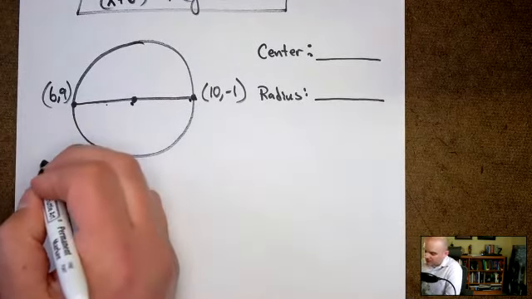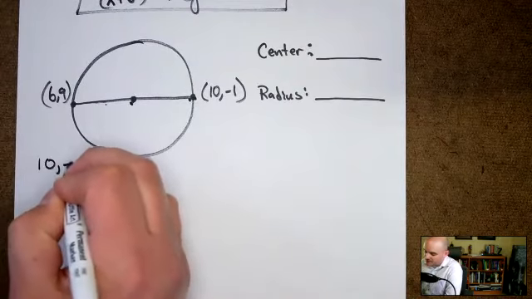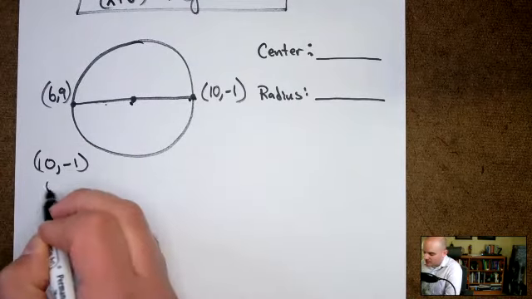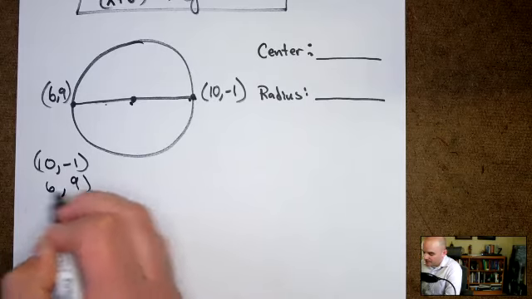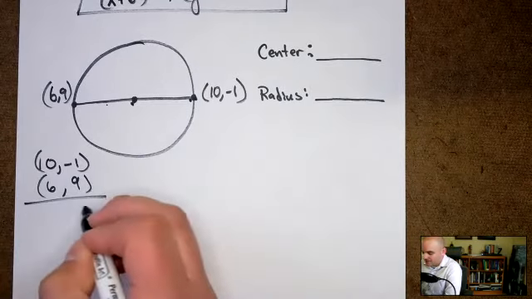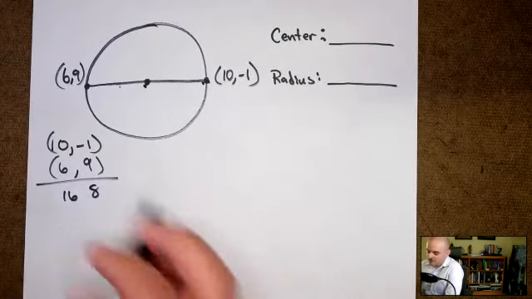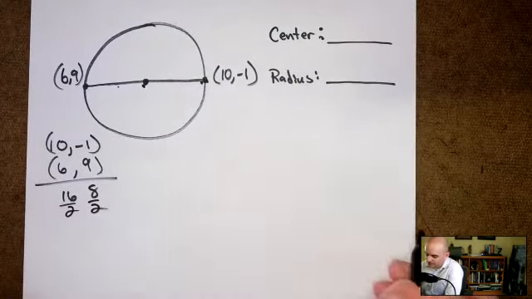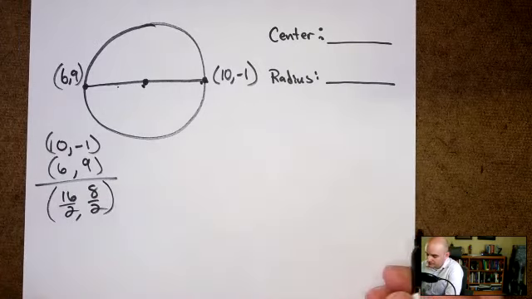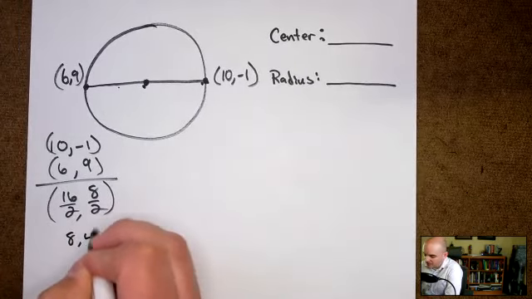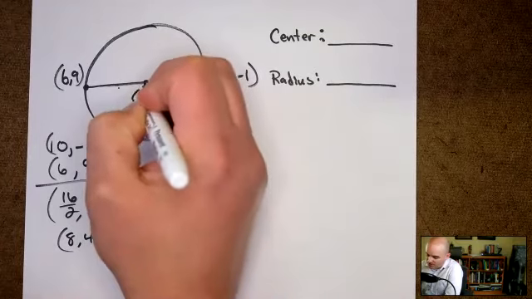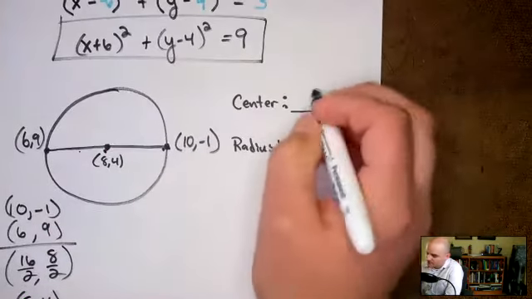So if you recall from the fall semester, 10, -1, write down both points, one on top of the other, and then add them. So I get 8 and 16, and then divide by 2. So this gives me 8, 4. That's where that point is, 8, 4. That is the center of the circle.